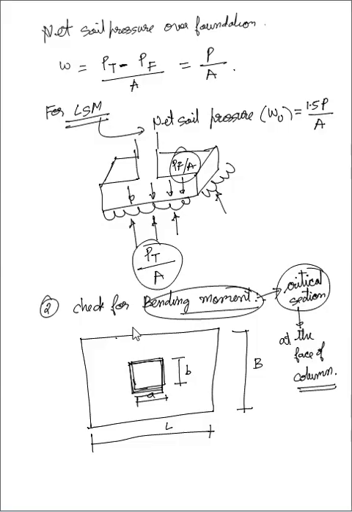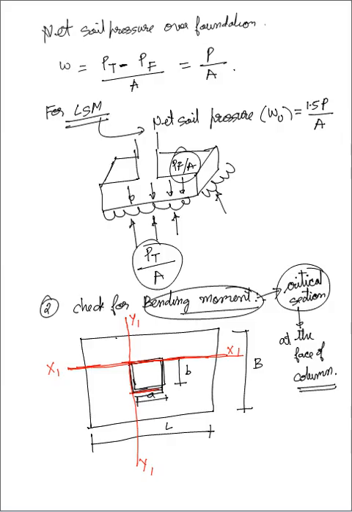Now I have two directions, one is XX direction and another is YY direction. So X axis is horizontal, Y is vertical. So this is my face of the column. I can take the below side also, this side also I can take, but one side I have to take. So I am taking this as x1, right? Same way face of the column in vertical direction, this will be my y1. Okay, so this is the critical section when I am checking for bending moment.